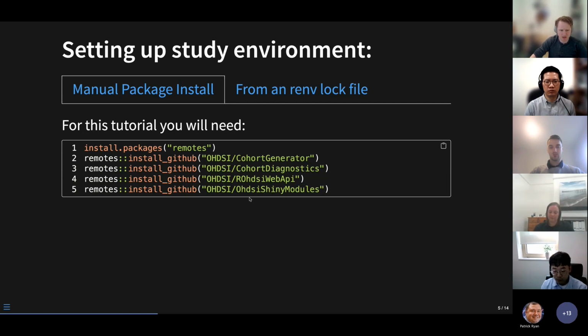And then lastly, OHDSI Shiny modules, which is our package for our Shiny apps, which is separate from everything else. Well, not all of them, but all of the Shiny apps relevant to this study will go into that package, to allow you to install. There is another way to install from an renv.lock file. I won't go into that here, but it's an alternative approach to make sure it's reproducible, in the sense that the packages you install will be the same as everyone else's, but you don't need to worry about that for now.